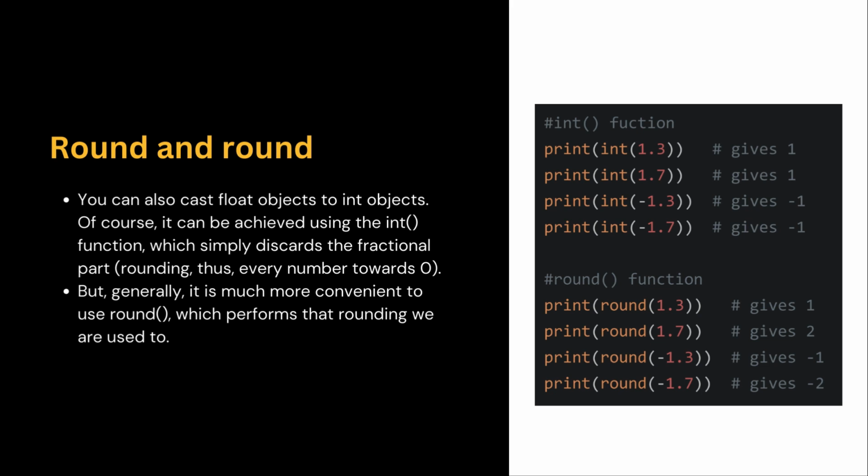However, if you want to round the number to the nearest integer, Python provides the round function, which performs the rounding we're familiar with. So, round 1.3 gives 1, round 1.7 gives 2, because it rounds up, round -1.3 gives -1, and round -1.7 gives -2, because it rounds down. These functions offer flexibility depending on whether you want to simply truncate the decimal part or round to the nearest integer. They help in handling floating point numbers more conveniently in your code.